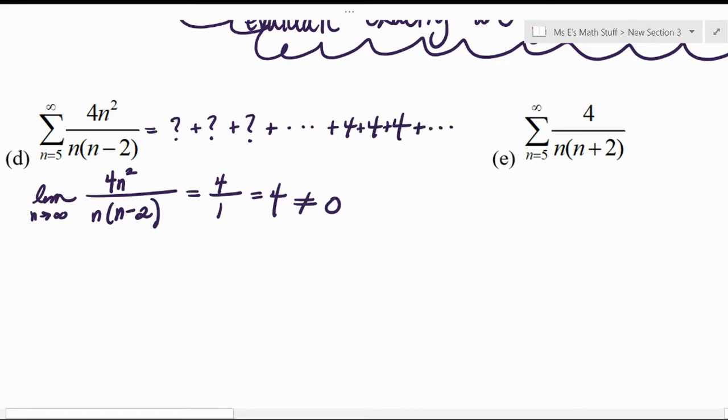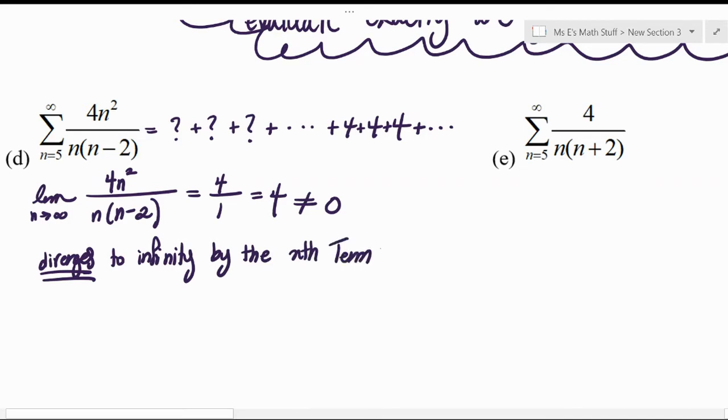So could this thing possibly add up to something finite? I say no. As a matter of fact, I can tell you for sure it'll add up to positive infinity. So I would say for part D that it diverges to infinity. And how do we know that it diverges? By the nth term test for divergence. Okay.